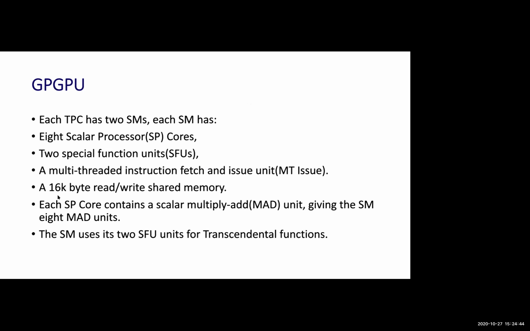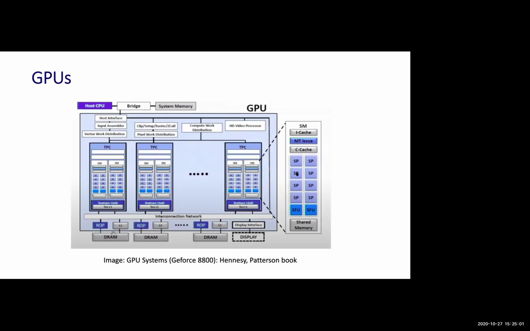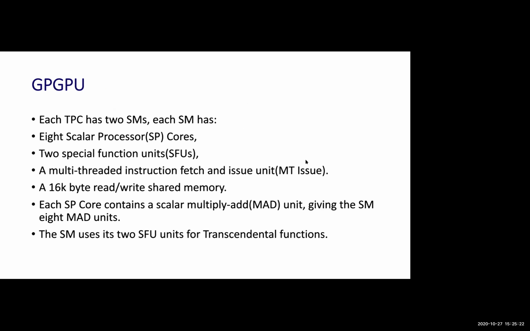There will be 16 kilobytes of shared memory in the SM, and each SP core contains a scalar multiply-add unit, giving 8 multiply-add units in the SM. So these SPs have MAD, multiply and addition. We have 8 SPs, each comprising one multiply and addition unit, so the SM will have a total of 8 multiply-and-addition units.